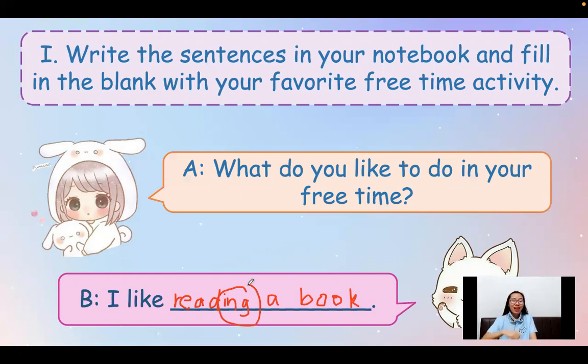So again, write the sentences A and B in your notebook. Write your favorite free time activity in the blank.